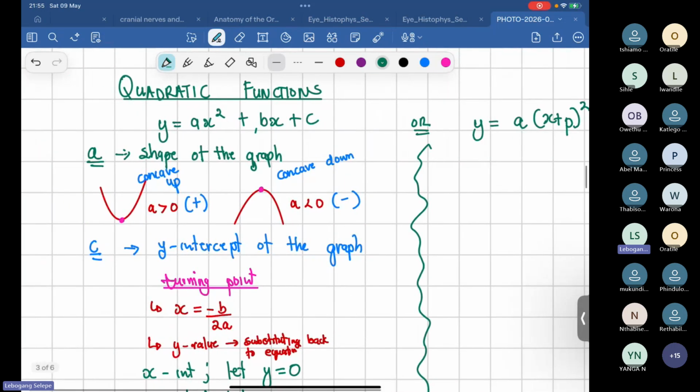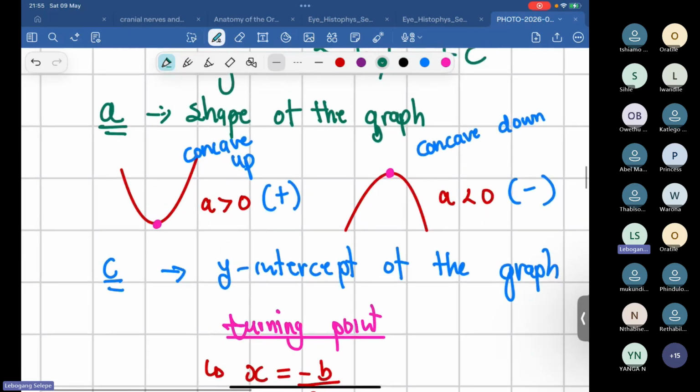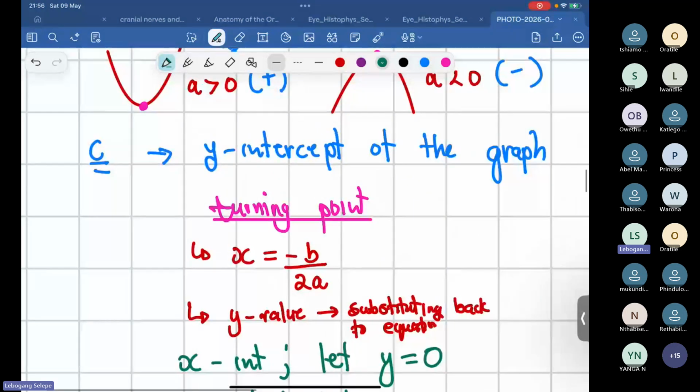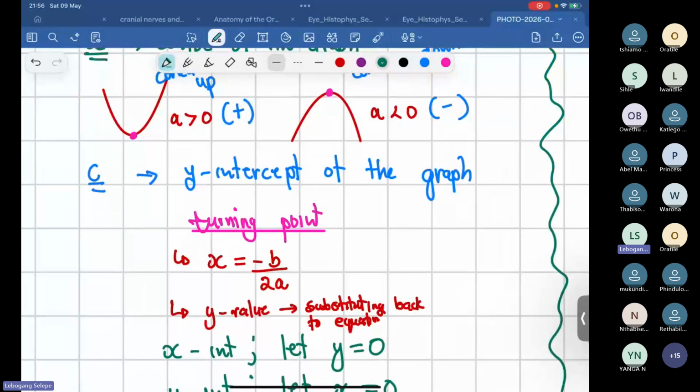First things first, the A gives us the shape of the graph. It tells us whether the graph is a concave up function or a concave down function. As I had explained, if you have a positive value of A, that automatically means it's a concave up function, so it's a smiling face. If A is negative, it's a concave down function, which is facing downwards. The value of C is giving us the y-intercept of the function itself.